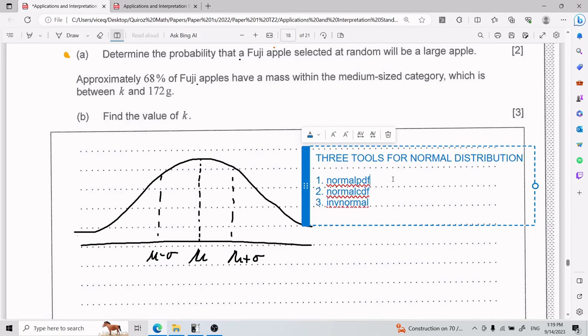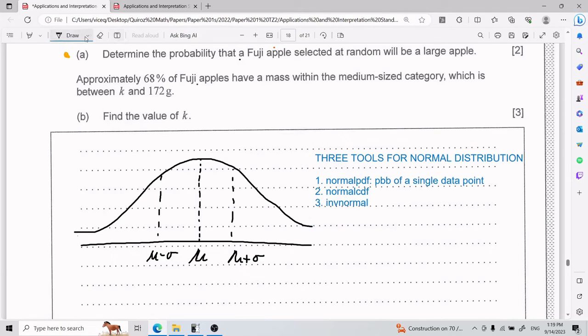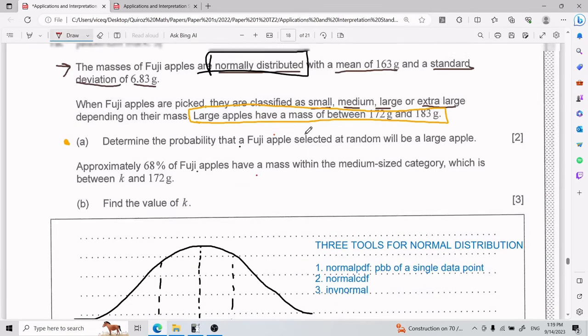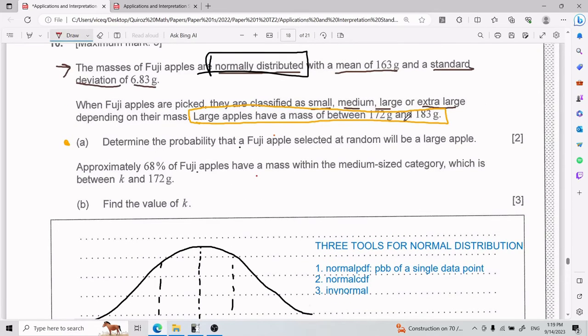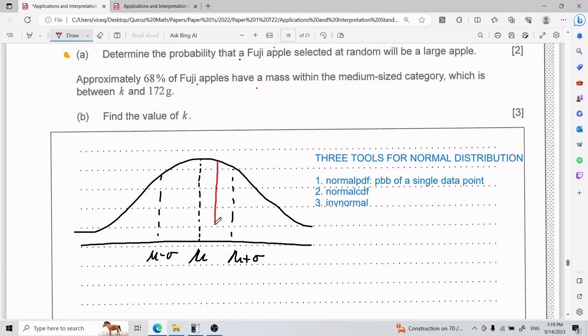See? So for normal PDF, the intuition is that you're finding the probability of a single sort of data point. Okay, so you would use normal PDF if they're asking for, like, what's the probability that you pick an apple with a mass of 180, cierto? So you would be seeking the area under the curve that's right here. See, only the ones that are 180. See, that would be for normal PDF.